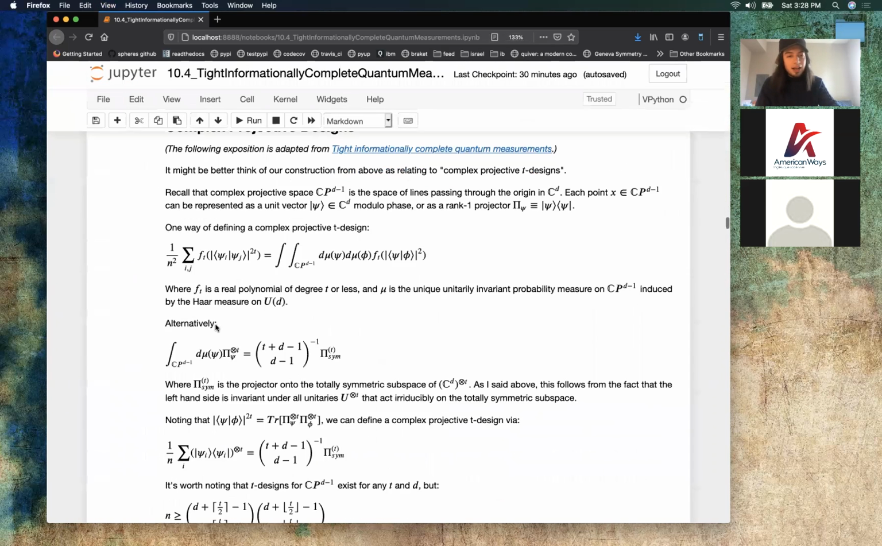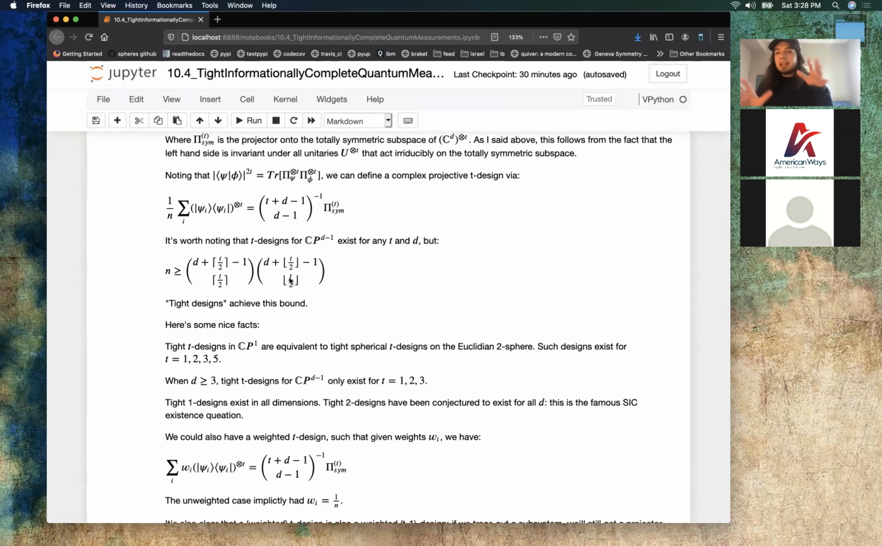Here, okay, this is for a slightly more general concept, but here's one bound: n has to be at least this much. D is the dimension, T is the design. I don't know if this formula exactly applies to spherical T designs. Wait, let me see. Consult this book right here. That's why I got it. Page 116.